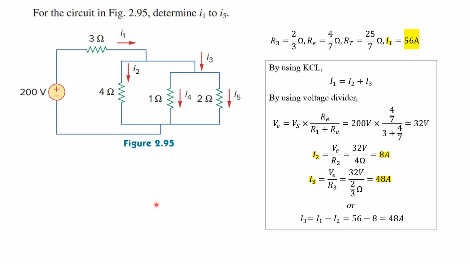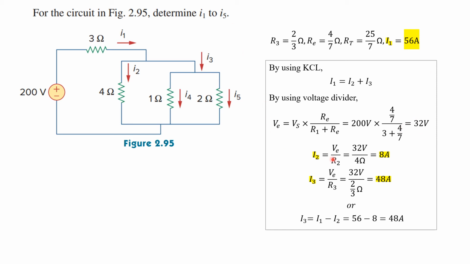To find the currents, we can apply either the voltage divider rule in series or the current divider rule in parallel. For this instance, let's use the voltage divider rule for R1 and RE. Using the formula for the voltage divider rule, VE is equivalent to the V source times RE over the R total, which is R1 plus RE. And when we plug in the numbers, we get that the voltage through RE is 32 volts.